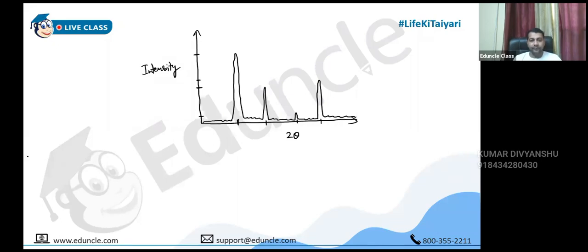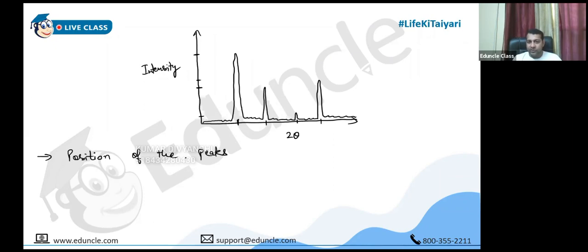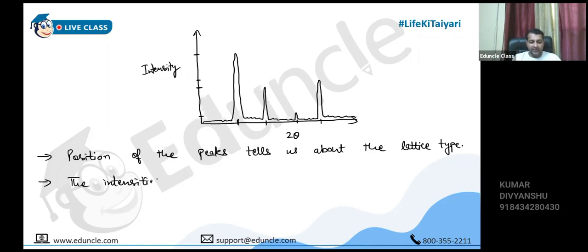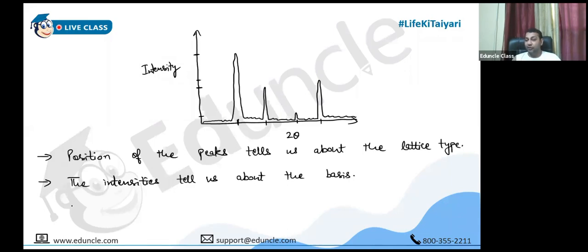Now, these positions of the peaks, these theta positions, what do they tell us about the lattice? They tell us about the lattice type. Means how can we get the crystal structure from X-ray diffraction? By making this plot between 2 theta and intensity, and by looking at the positions of the peaks, we can get the information about the lattice type. And what do the intensities tell us about? The intensities tell us about the basis. Basis means the atoms: which atoms are placed at the lattice positions and how many atoms. Basis means an atom or group of atoms. So we are able to get the lattice type and basis also. And lattice plus basis is the crystal. It means we are able to get all the information regarding the crystal structure. Clear?